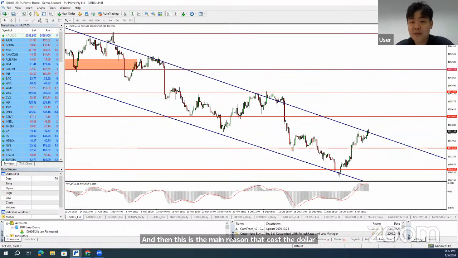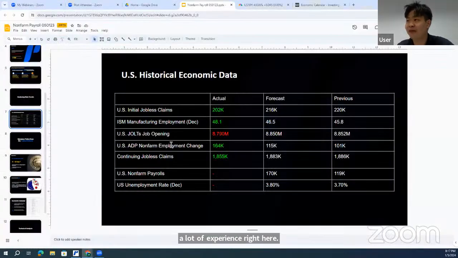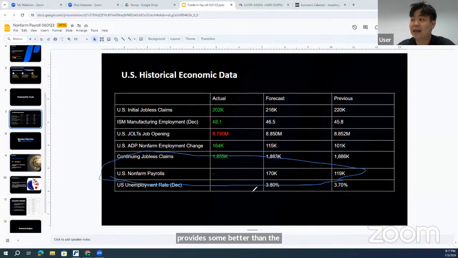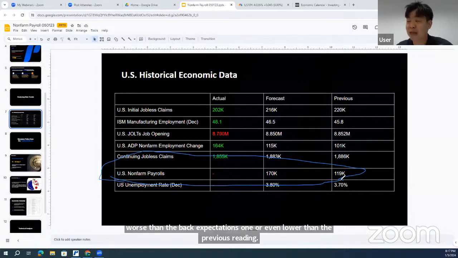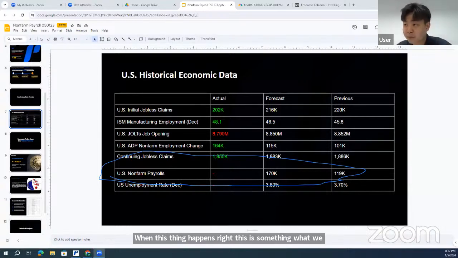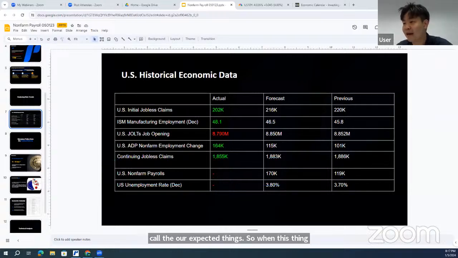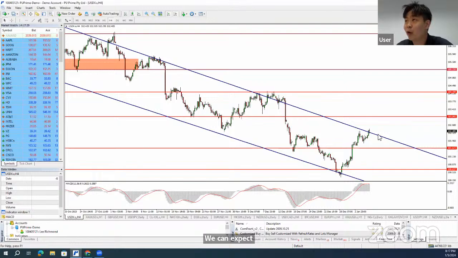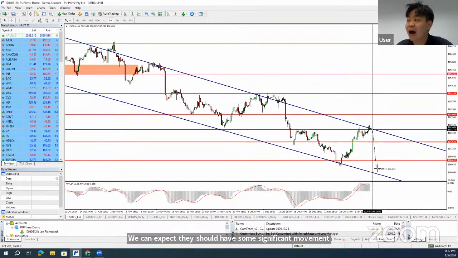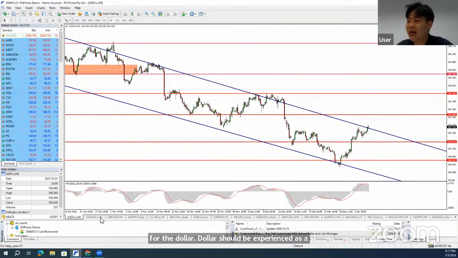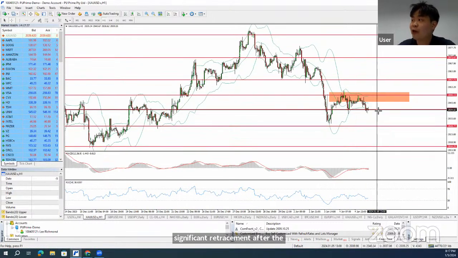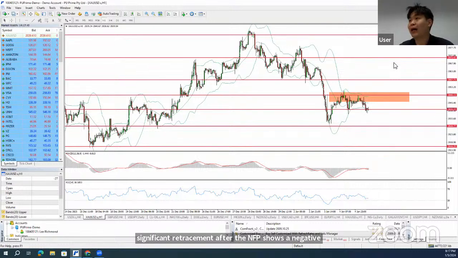But of course, I believe we have a lot of experienced traders here. You can also notice that even though all of this data provides better than market expectation readings, sometimes the NFP data will suddenly be worse than the market expectations, or even lower than the previous reading. When this happens, this is what we call the unexpected thing. We can expect there should be some significant movement for the dollar. The dollar should experience a significant retracement after the NFP shows some negative reading, and it will also increase the chances for gold to suddenly rebound. So this is what we call the unexpected thing.